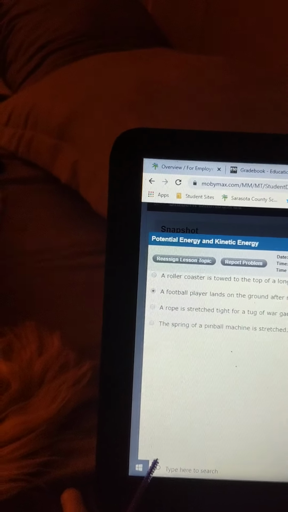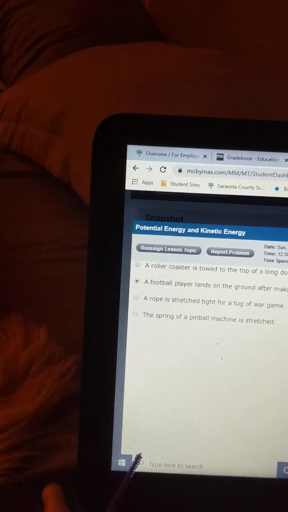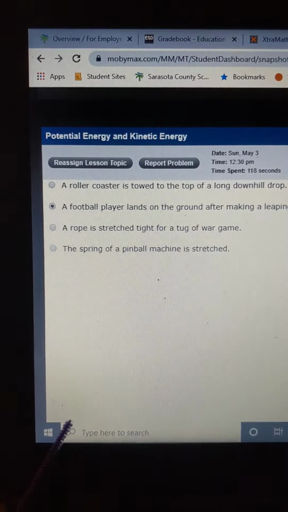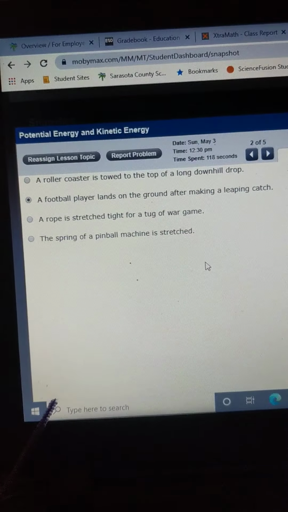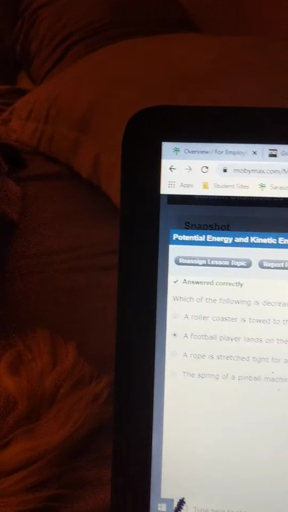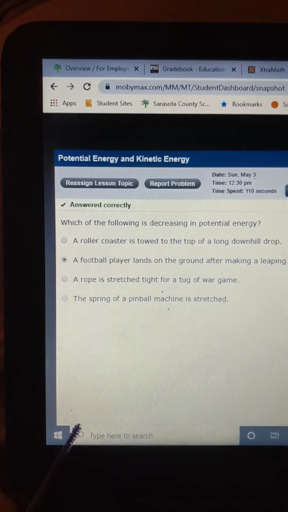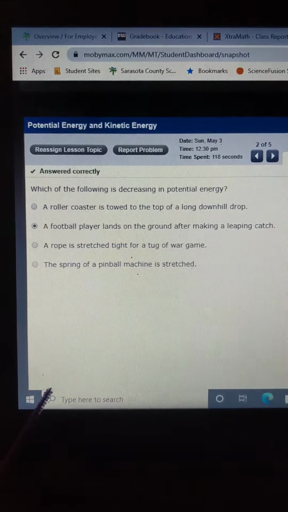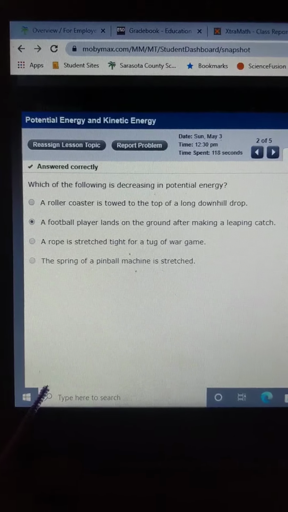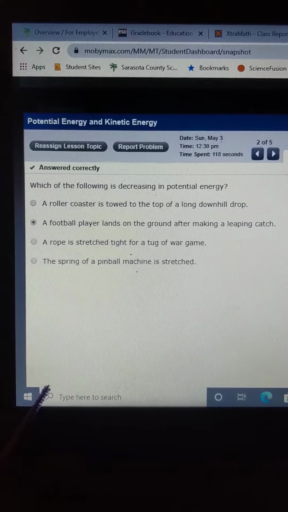Next. A roller coaster is towed to the top of the long down drop hill. The correct answer is a football player lands on the ground after making a leaping catch. Wait a minute, that's not the question. Sorry. Which of the following is decreasing in potential energy? So that means the potential energy is getting smaller.